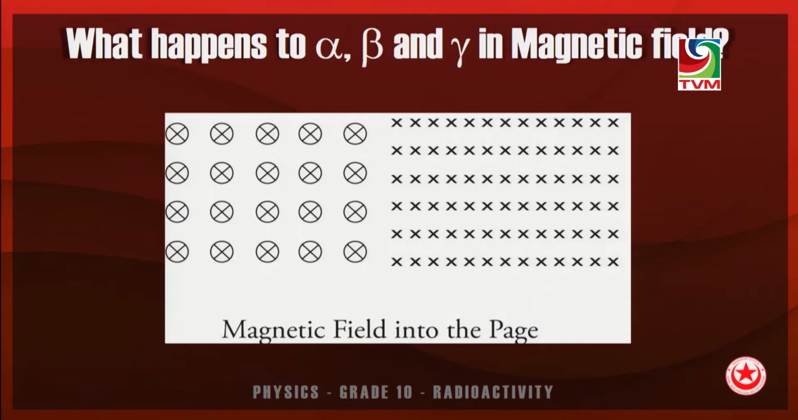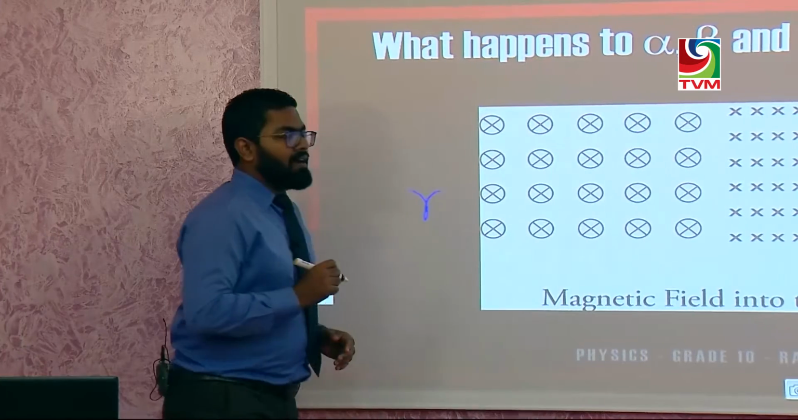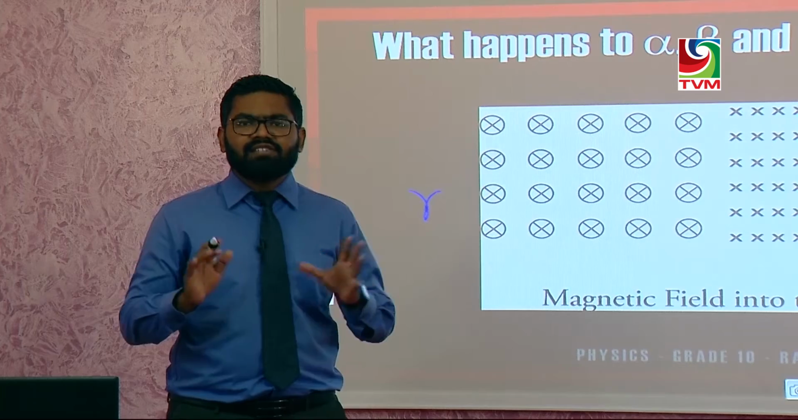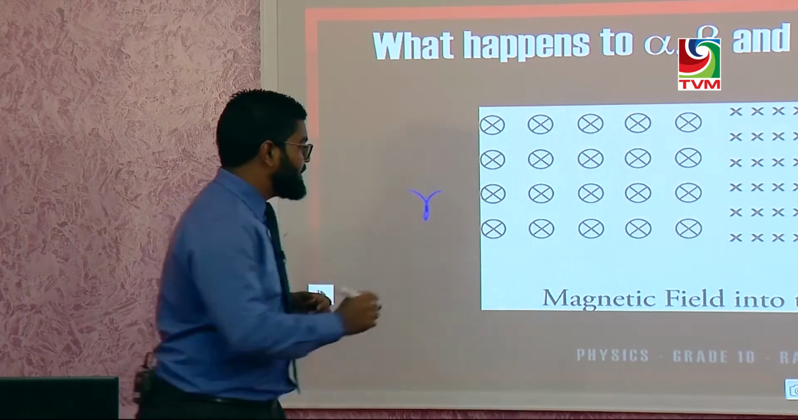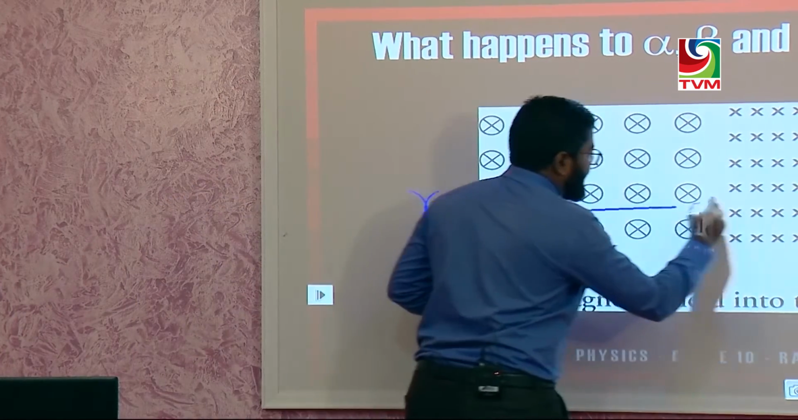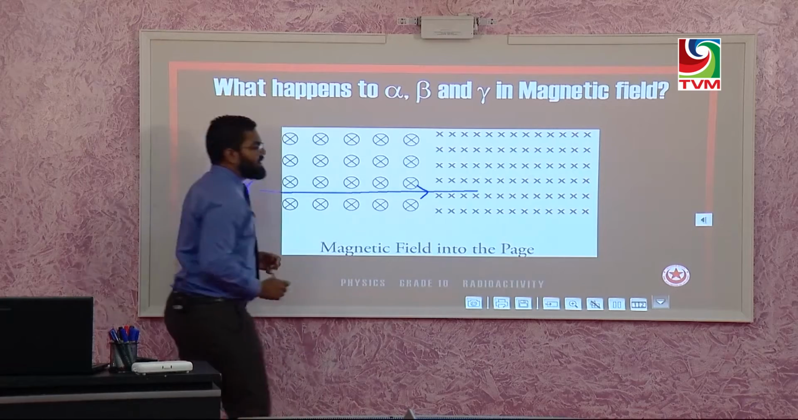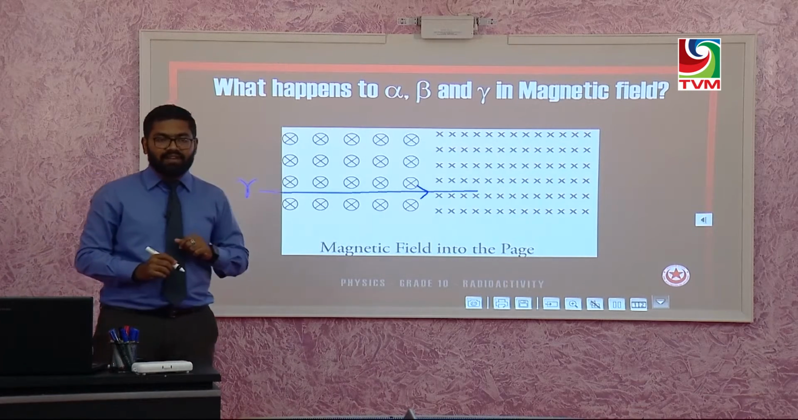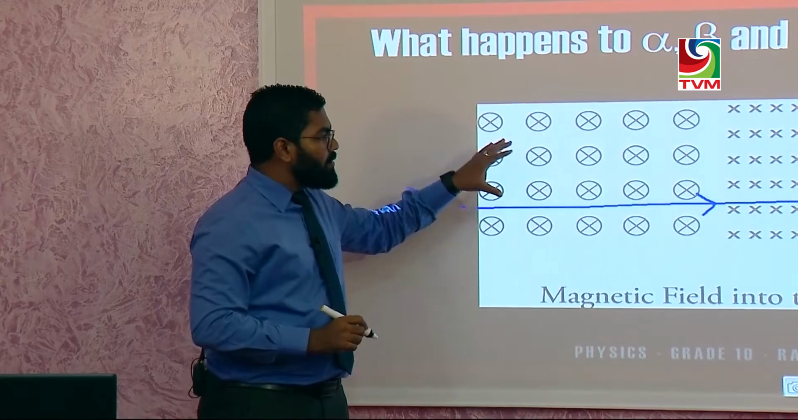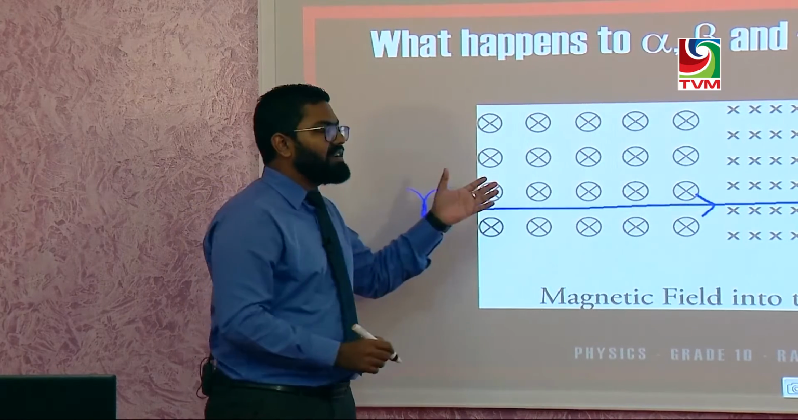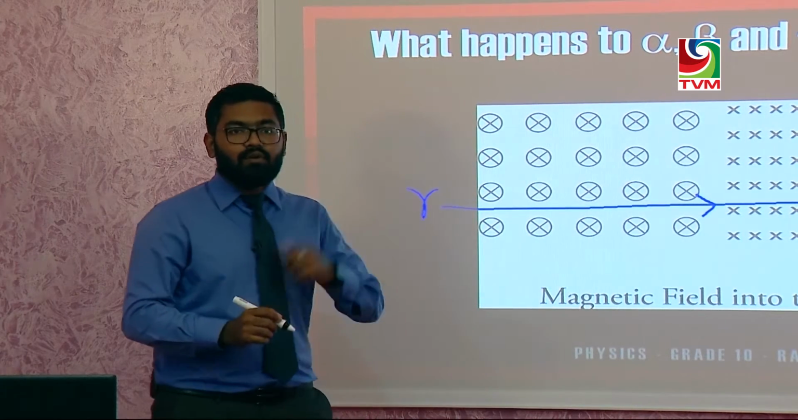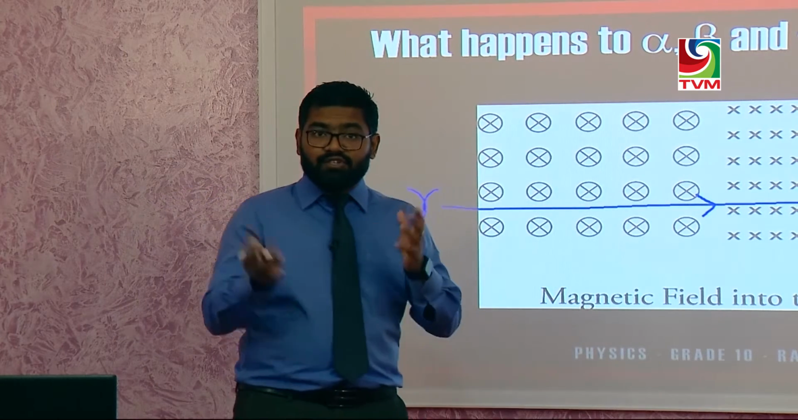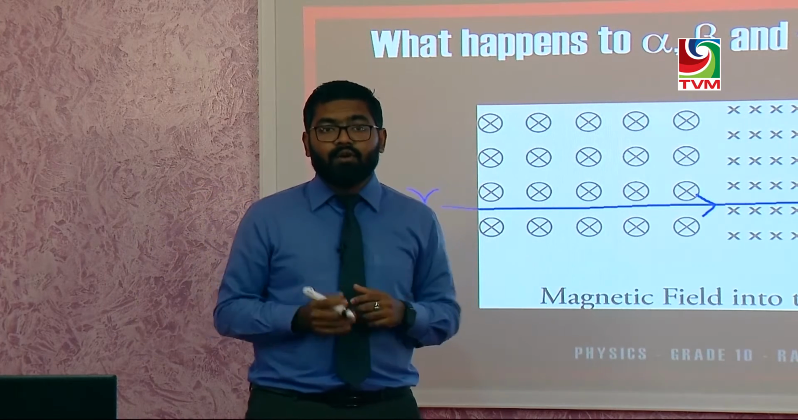Now, when we talk about gamma rays, as I have mentioned earlier, gamma rays do not have any charge. For that reason, it will move straight into the magnetic field. It goes without any deviation, just like in an electric field. Now, when we talk about a situation where the magnetic field is out of the medium, then the way you apply the Fleming's left hand rule, it should be the opposite way. It has to be vice versa.